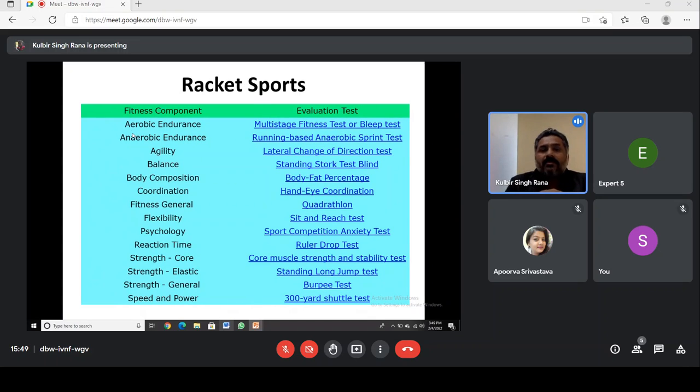So now it comes to racket sports. See, racket sports consist of badminton, tennis, table tennis, squash. These all are racket sports. So they'll be requiring and conducting these tests, right?